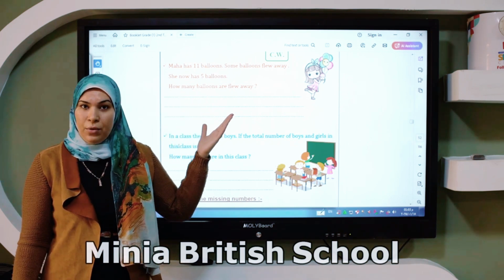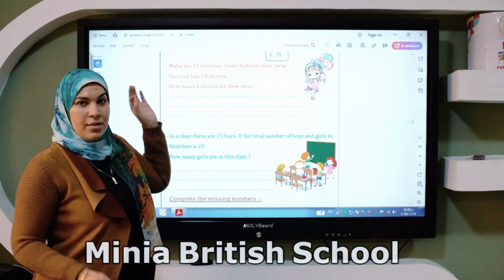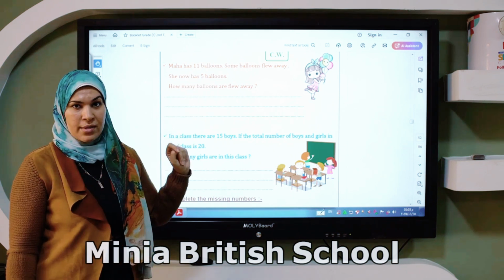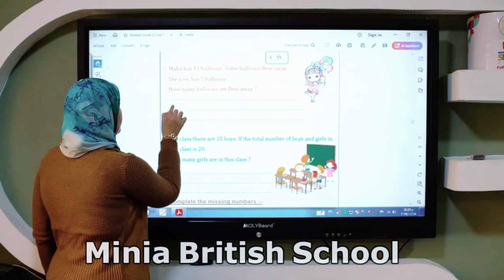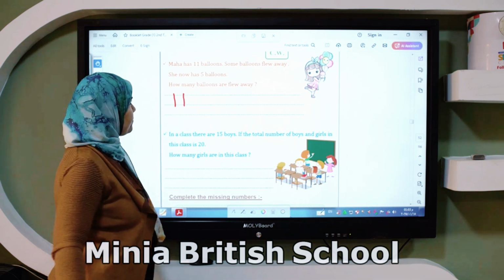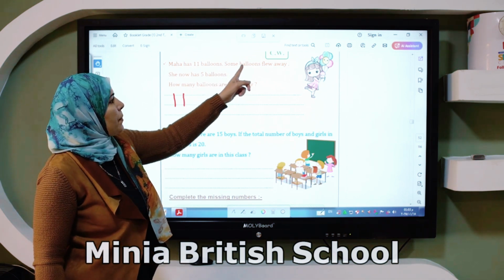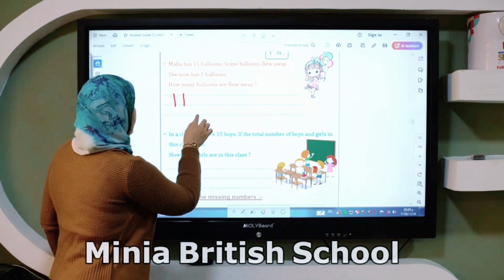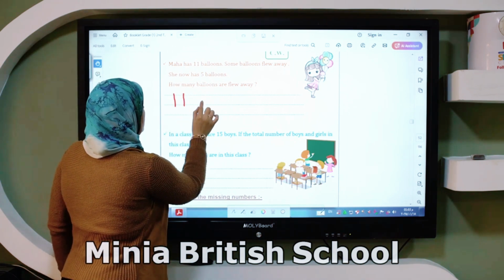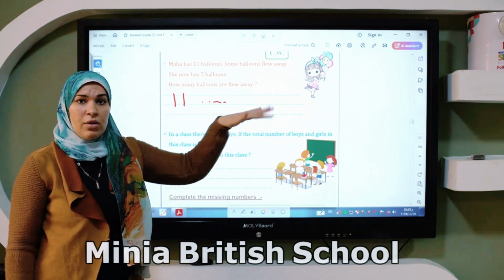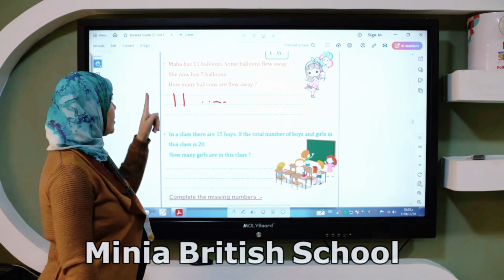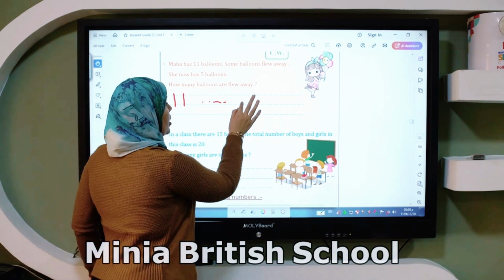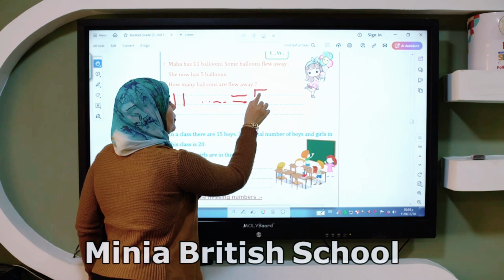Write the question alone. Okay, so read the word problem carefully. Maha has 11 balloons. So first write 11. Some balloons flew away. Here I don't know how many balloons flew away, so I write a space. She now has 5 balloons, so the answer is 5.